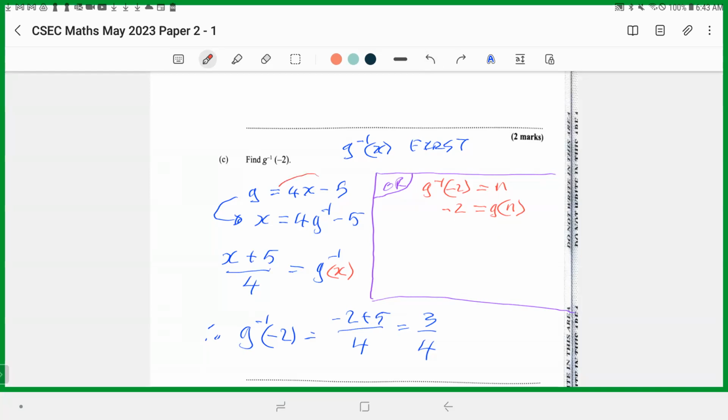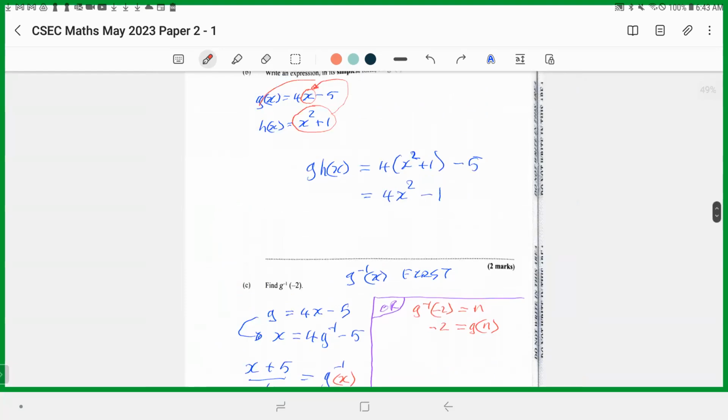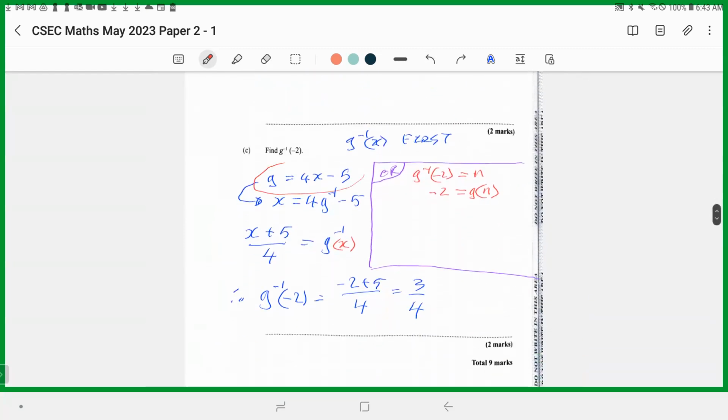Remember that this is g of x right here. So g of n means, if I want g of n, I'm replacing the x with n. So I'm really solving -2 equals 4n minus 5. When I calculate n, I have my answer. I'm saying g inverse of -2 equals n. When I find n, I have my answer.